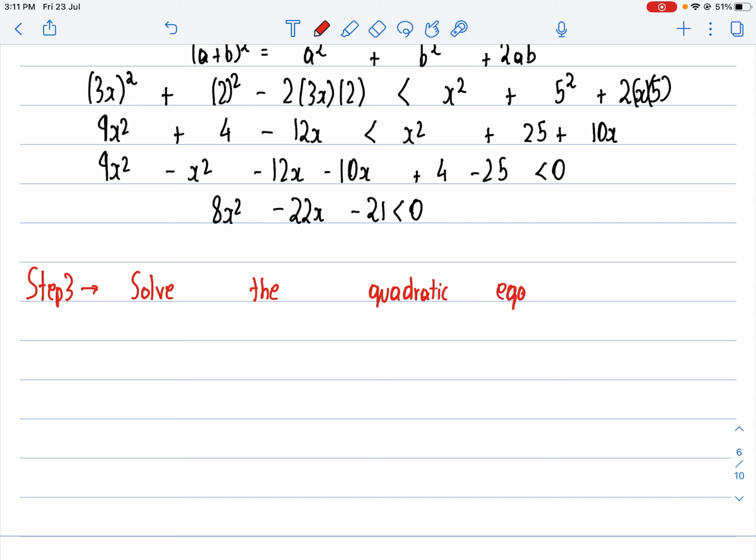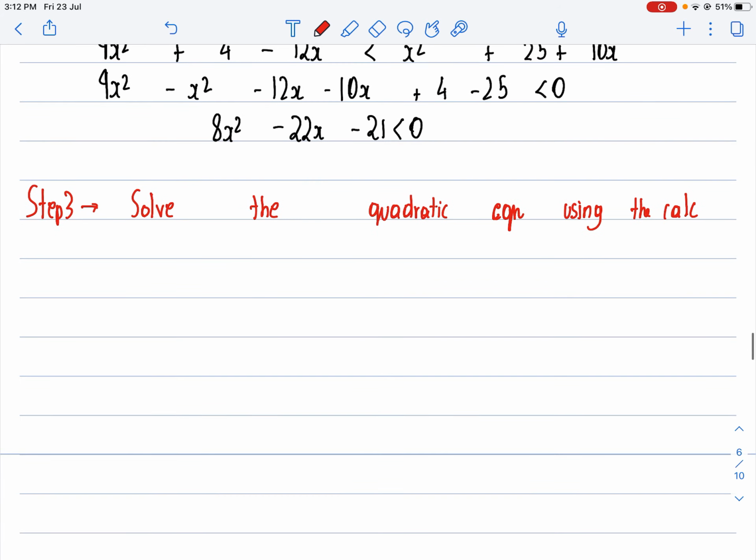Sorry, I'll just write EQN. You need to solve the quadratic equation using the calci. Correct? So basically you need to know how to solve a quadratic on the calci. There are certain steps which I'll explain.